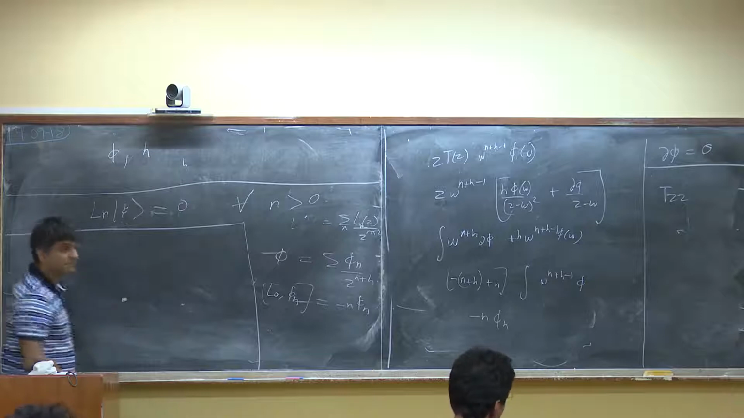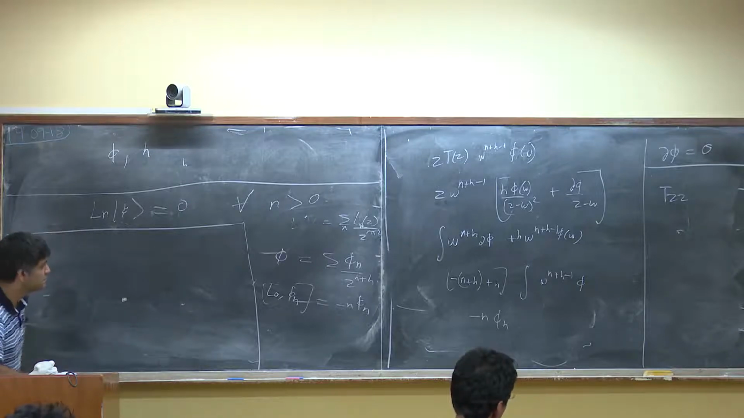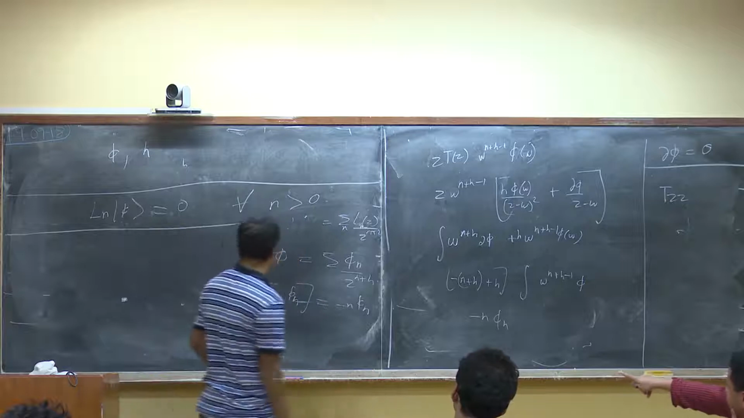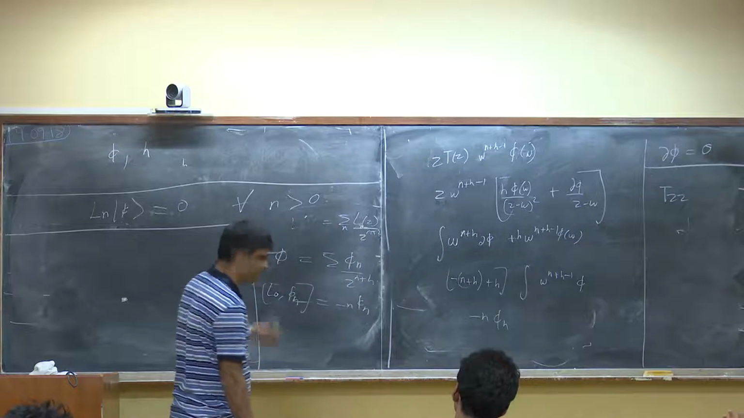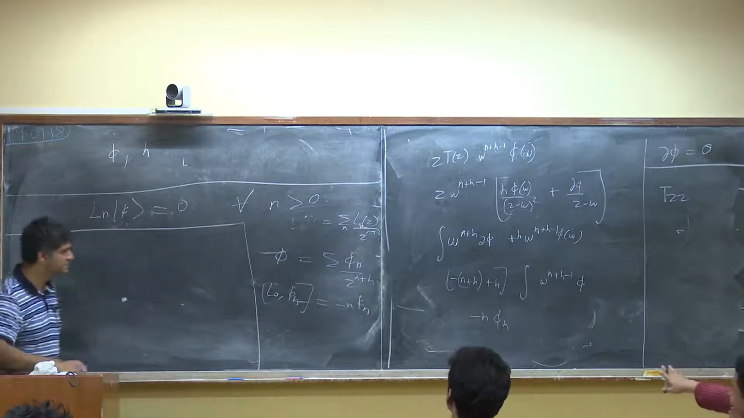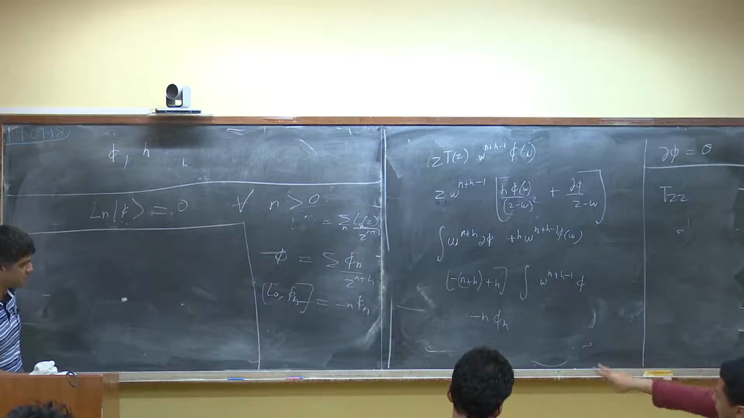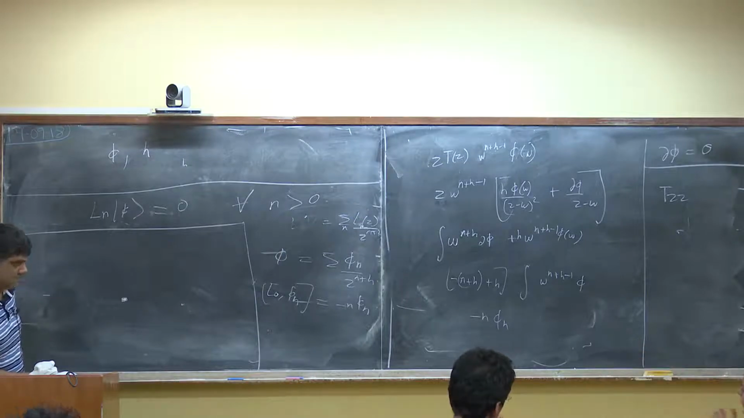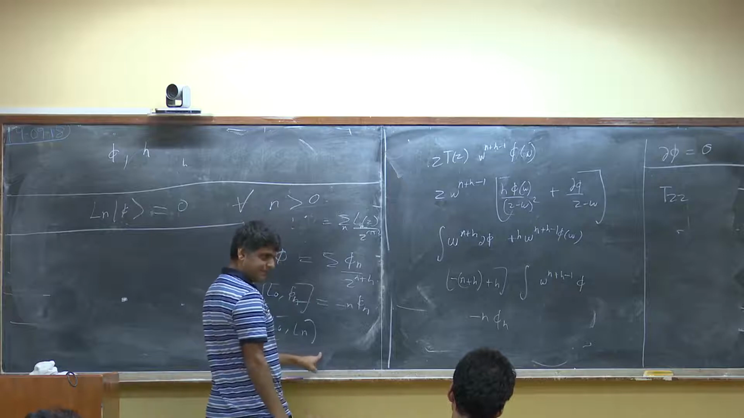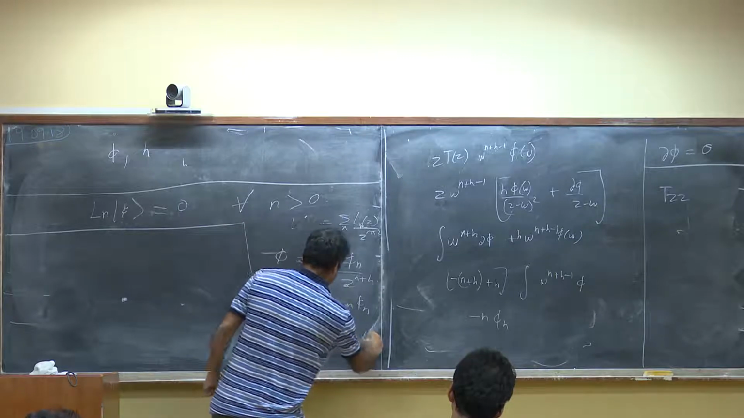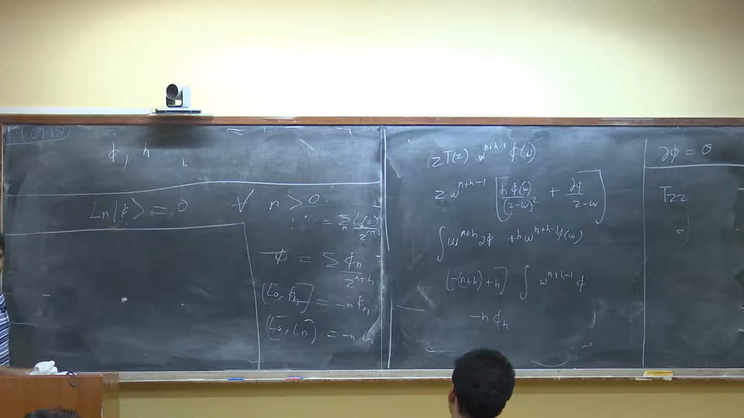Could you please repeat why ln has energy minus n? Because the commutator of L0 with ln is equal to minus n ln. Yes, just that. That tells you that ln carries eigenvalue of L0, which is energy, equal to minus n.